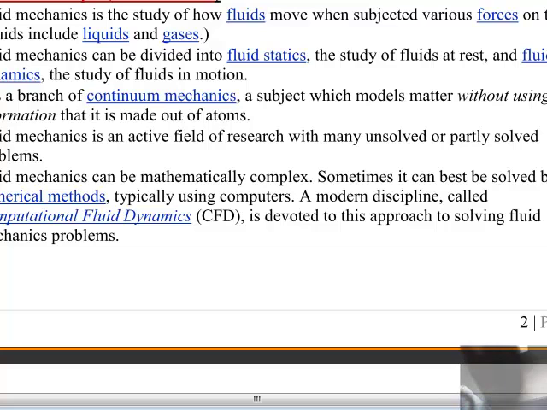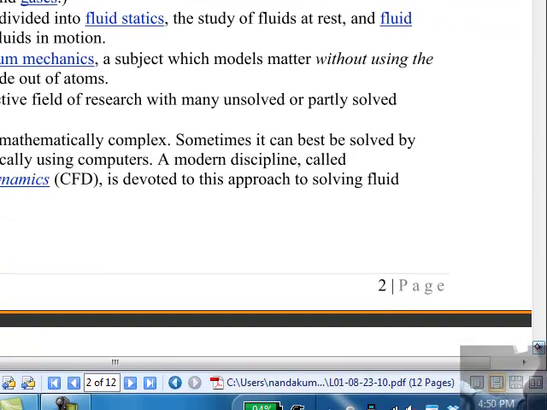Fluid mechanics, as I said, is mathematically complex. We are going to learn a lot of solutions to ordinary and partial differential equations in this course. And towards the end of this course, we will introduce COMSOL and other software packages that solve the governing equations for fluid mechanics. That is called computational fluid mechanics, which is one of my research areas.